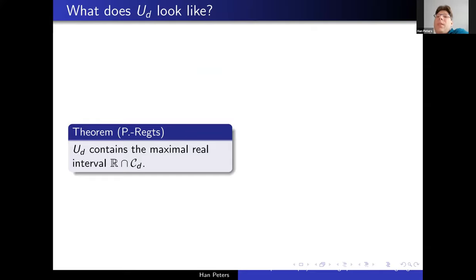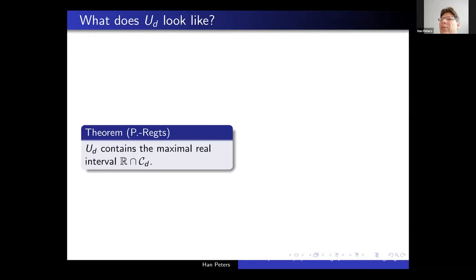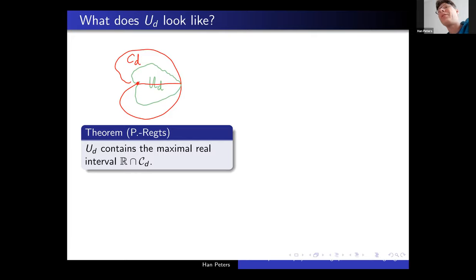Well, here is my first contribution to the area. This set UD, so let me draw the picture again. So I have the cardioid, and inside of that cardioid, I have UD, and here I have CD, the cardioid that comes from just iterating that single rational function. And the theorem says, well, UD contains the real interval, the maximal real interval here. This interval is contained in UD. So UD contains an open neighborhood of that interval. And this was already conjectured by Sokal.